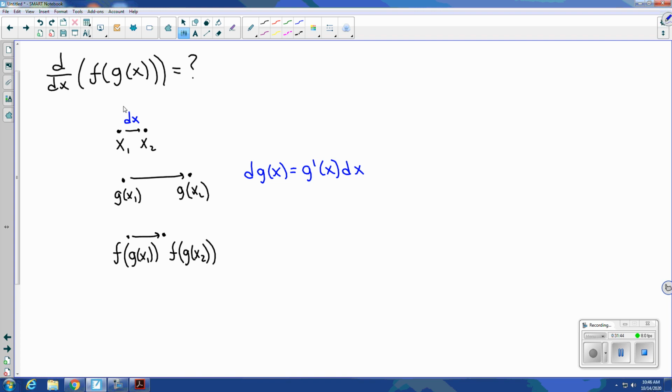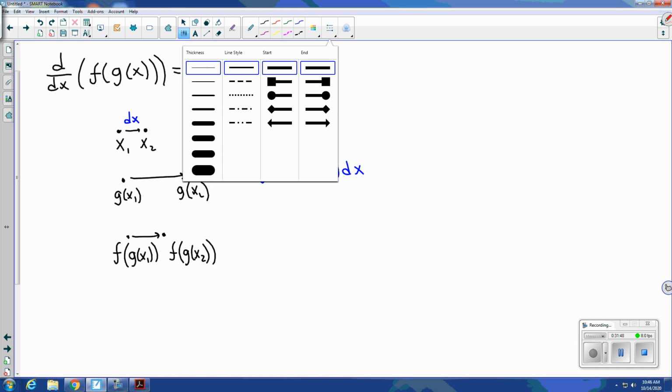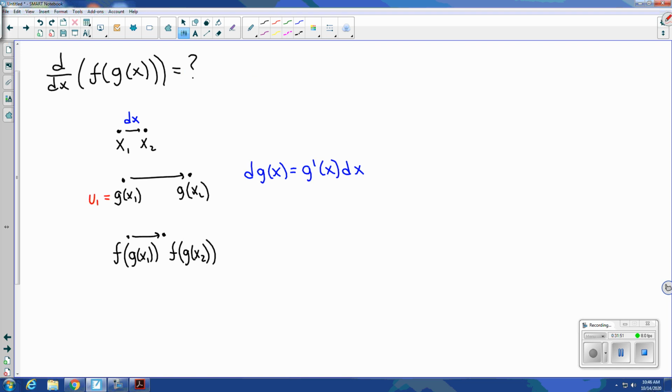Now, to make this easier for now, let's call this u1, and let's call this u2. So we're going to rename g of x as u, just some variable u. That way we have f of u1 and f of u2. So u is equal to g of x, but rather than have the composition, now we can just see f as a function of the variable u. So how do we determine the differential of f in terms of u? Well, it's f prime of u times the differential of u.